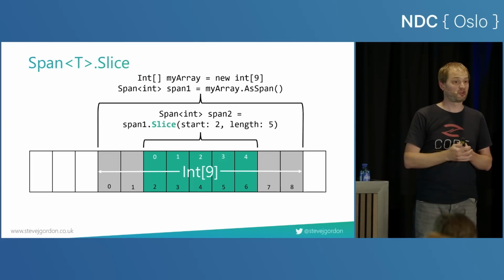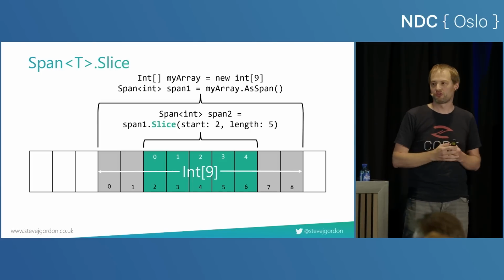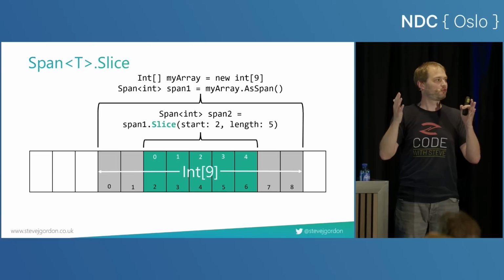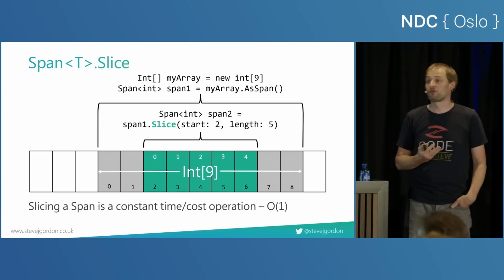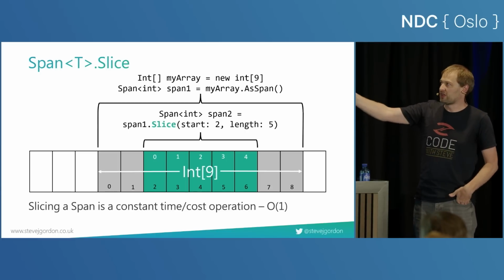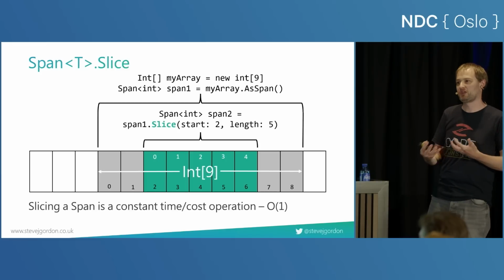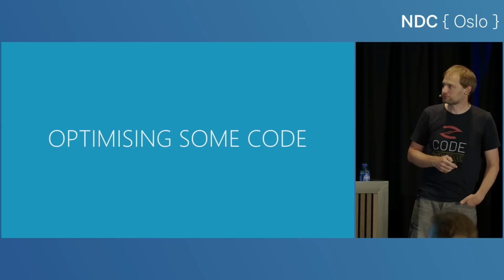Or we can just pinch zoom on our camera, and most of the time that gives us the view we want, and it takes almost no time at all. And that's kind of what slicing is. We've already got the data, we're just changing our view over it. And the important thing about slicing is it's a constant time, constant cost operation, an O(1). And so this means that even if that array is 9 elements or 9 million elements, slicing just takes the same amount of time, because we're not creating any new memory, we're not copying memory, we're just changing a view over it.